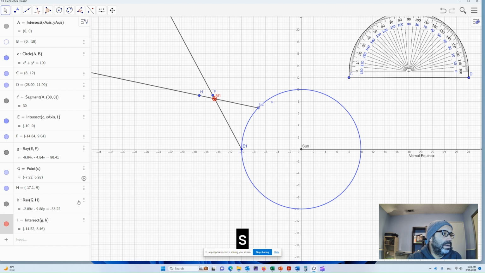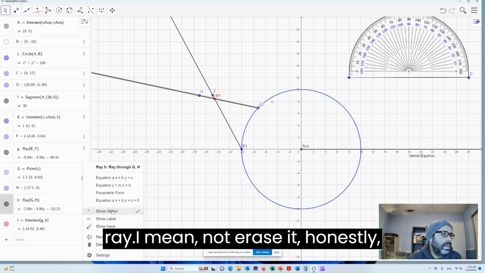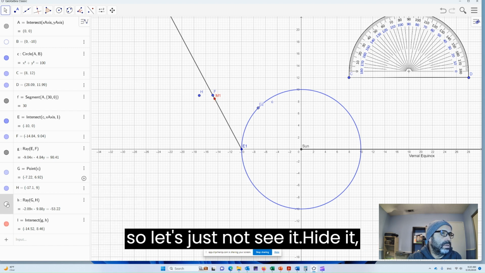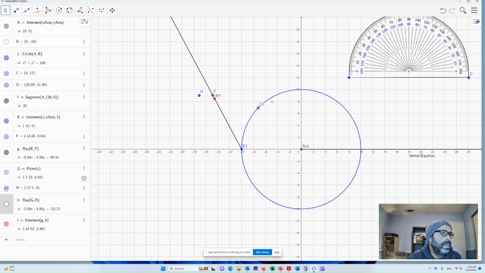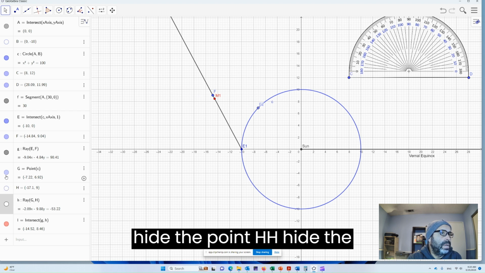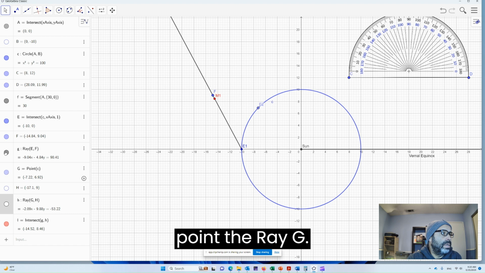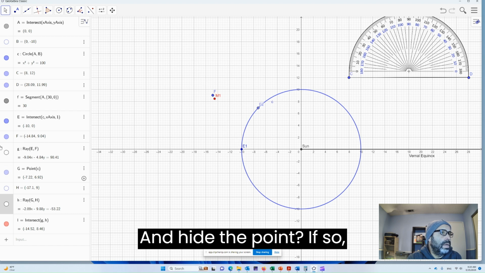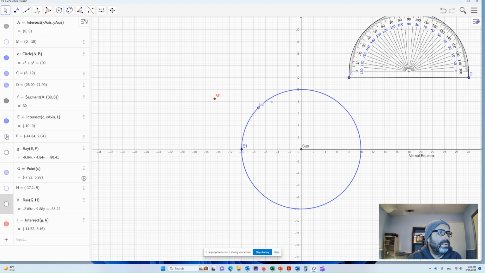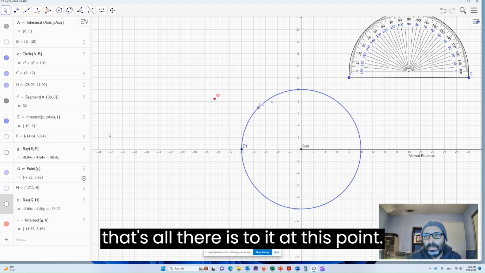So I'm going to come in here, erase this ray. I mean, not erase it, honestly. Let's just not see it, hide it. Hide the point H, hide the ray G, and hide the point F. So that's all there is to it at this point.